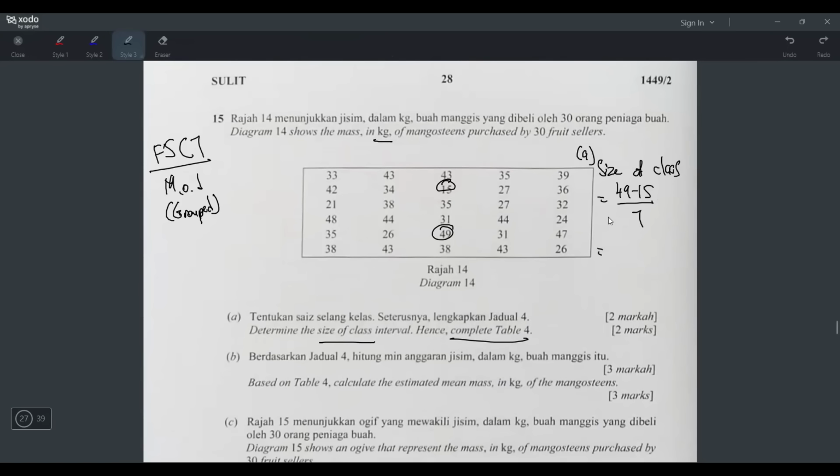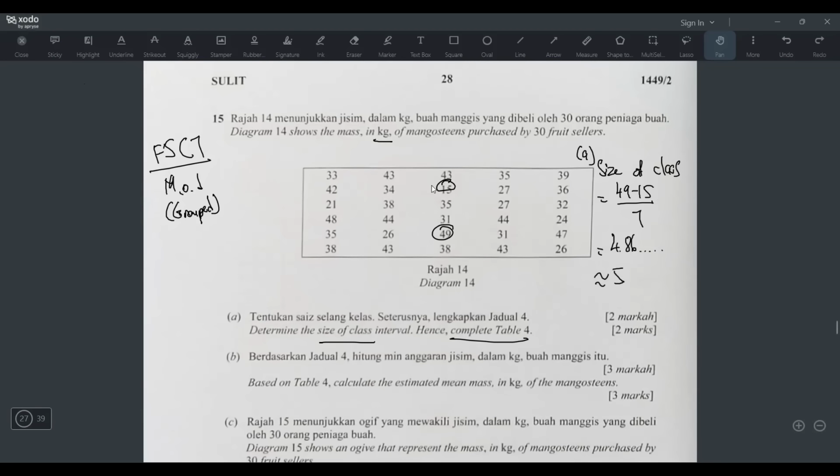So you want 7, right? So divide by 7. When you divide 7, you will get a decimal, right? So what is the decimal? 4.86 and so on. So you can round it off. So it's like lebih kurang satu class size is 5 lah. So the size of class is 5. Now complete table 4. Okay, you already know the size is 5, right?